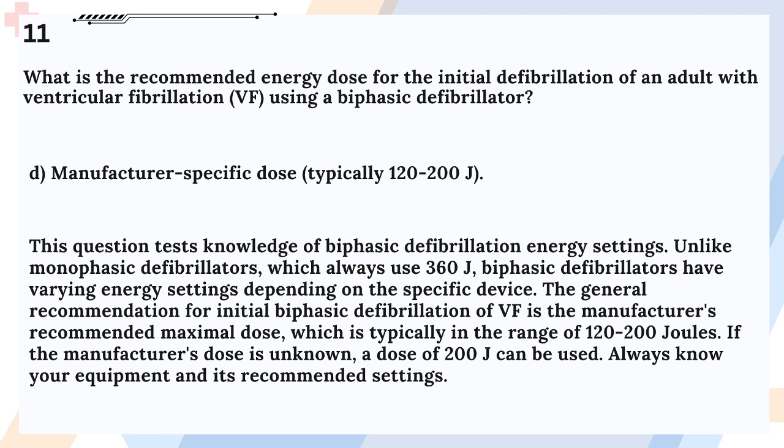Answer: D. Manufacturer-specific dose, typically 120 to 200 J. This question tests knowledge of biphasic defibrillation energy settings. Unlike monophasic defibrillators, which always use 360 J, biphasic defibrillators have varying energy settings depending on the specific device. The general recommendation for initial biphasic defibrillation of VF is the manufacturer's recommended maximal dose, which is typically in the range of 120 to 200 joules. If the manufacturer's dose is unknown, a dose of 200 J can be used. Always know your equipment and its recommended settings.